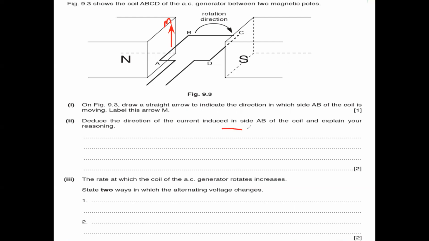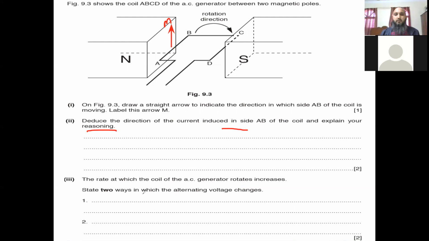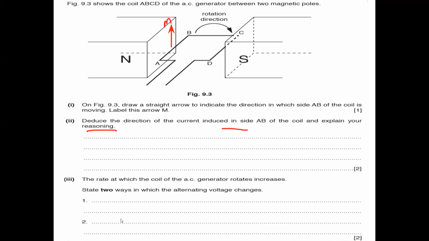And deduce the direction of induced current and explain your reasoning. How can we deduce the direction of induced current? So we have to use Fleming's right hand rule. My index finger should point towards the south. The thumb represents the direction of the motion of the wire, and my second finger is pointing in. So it means the direction of induced current should be into, or towards the screen, for side AB.